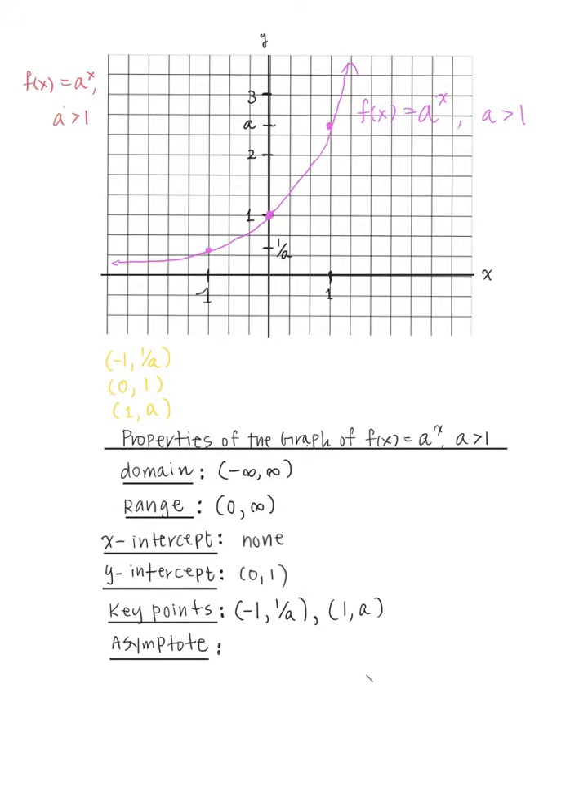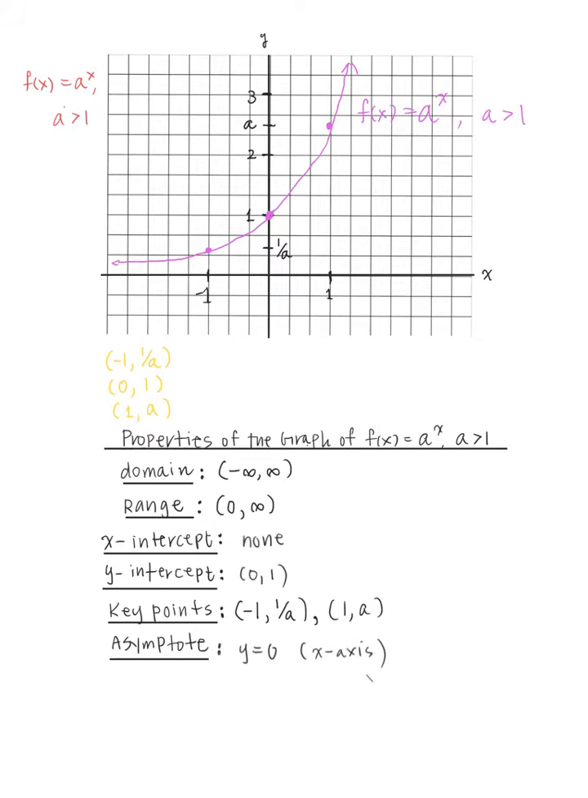Next, let's go with the asymptote. Well, the asymptote is nothing but our x-axis, isn't it? So how do you write that as an equation of a line? y equals 0. So I'm just going to write it as the asymptote is at y equals 0, which is the same thing as the x-axis.